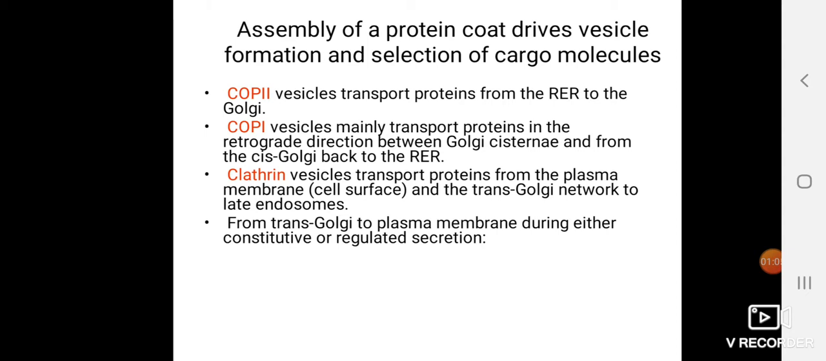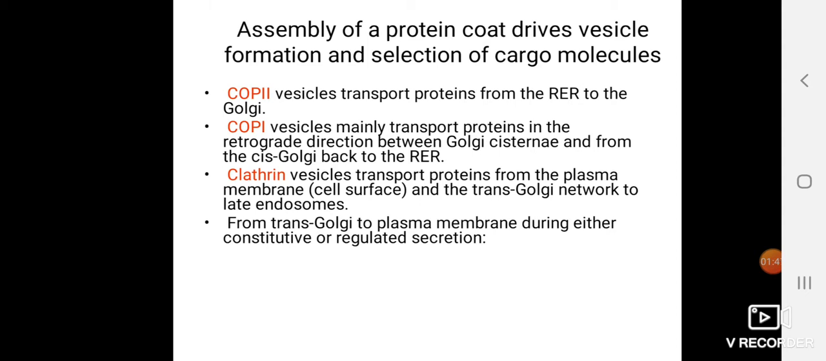Then we have the clathrin. So clathrin vesicles transport the proteins from the plasma membrane and the trans Golgi network to late endosomes. Means clathrins are a very important set of coatomers, because these protein molecules are involved in the formation of vesicles in the secretory pathway, endocytic pathway, as well as intracellular transport of vesicles, wherein the formation of vesicles is mediated by the clathrins.